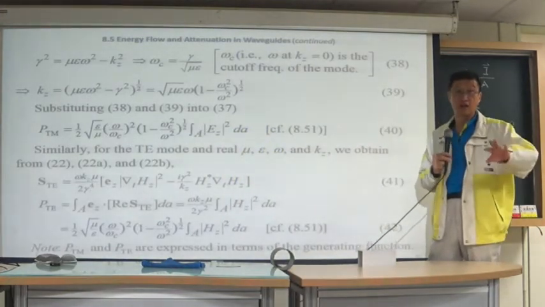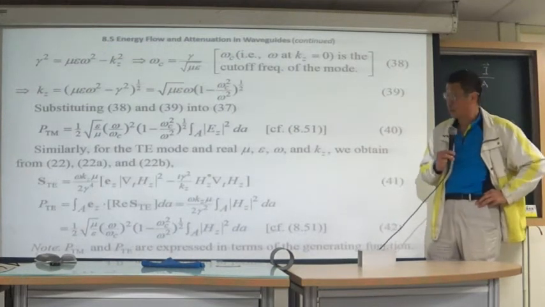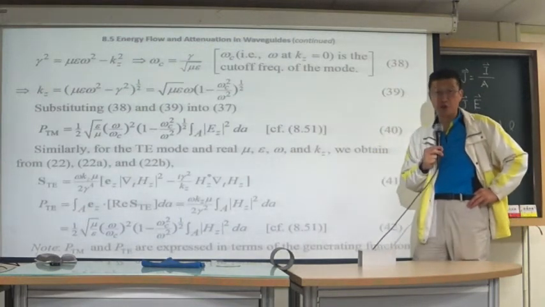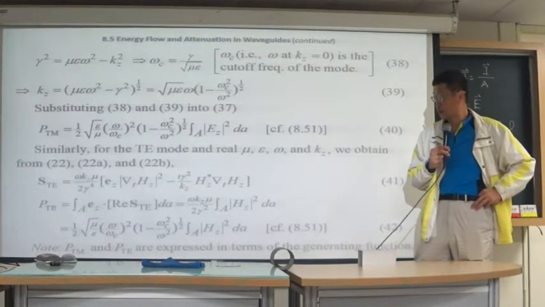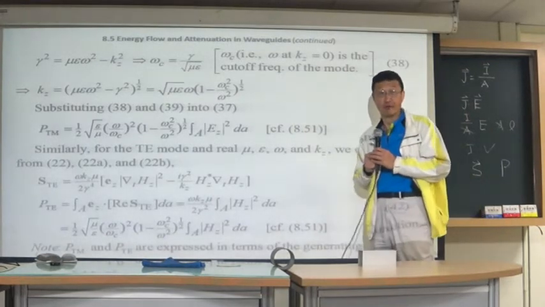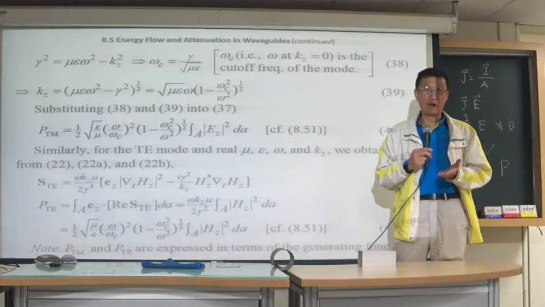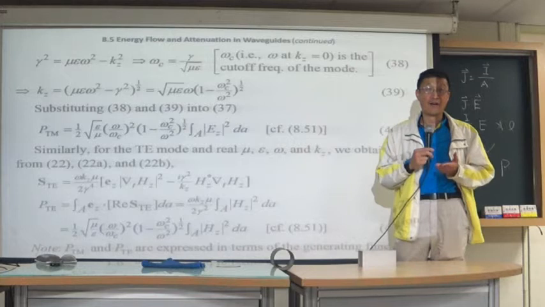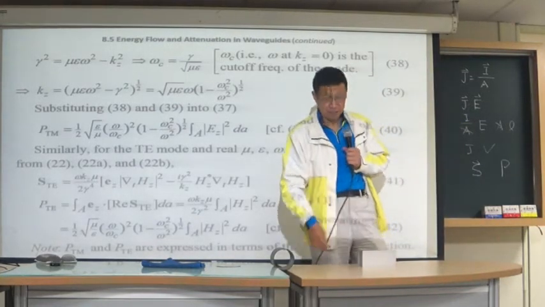So, what happened at omega equal to omega c? Omega c means the cutoff frequency, the minimum frequency for the propagating wave. So if omega equals omega c, the Ptm goes to zero? Yes. What is the physical implication? That's cutoff, which means the wave cannot propagate, therefore, no energy transfer. And the wave cannot propagate inside.